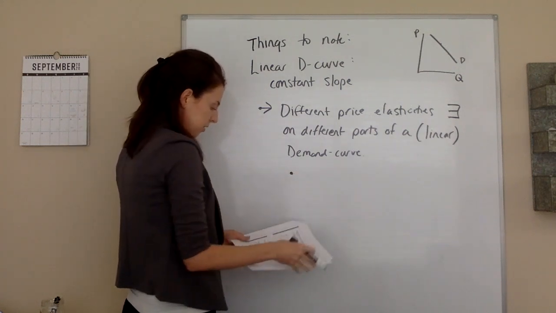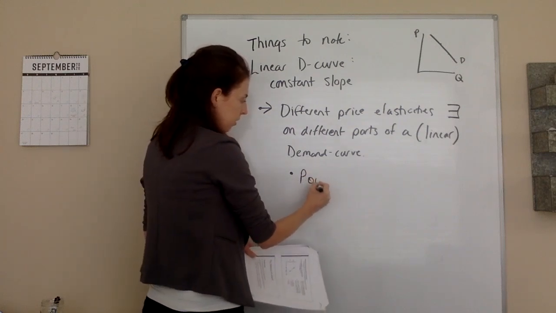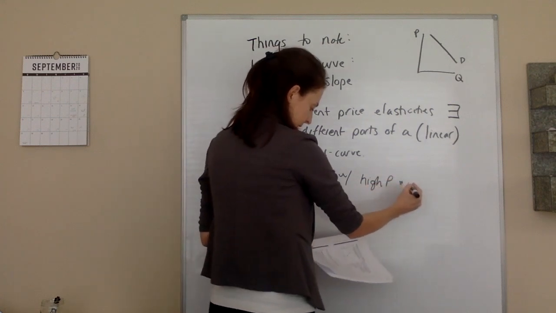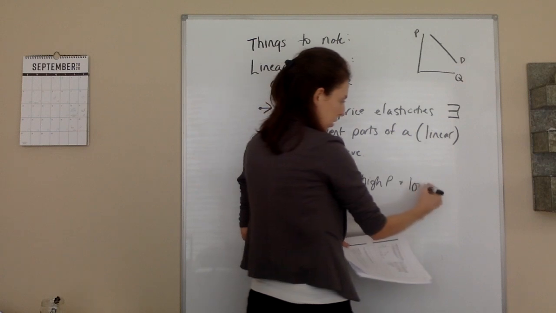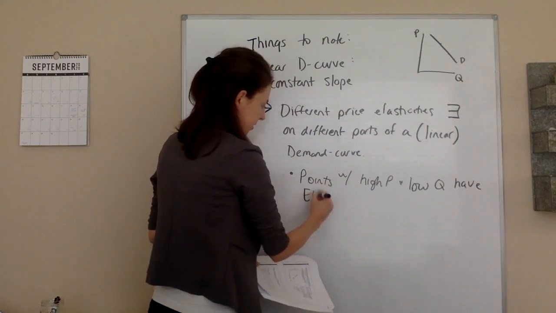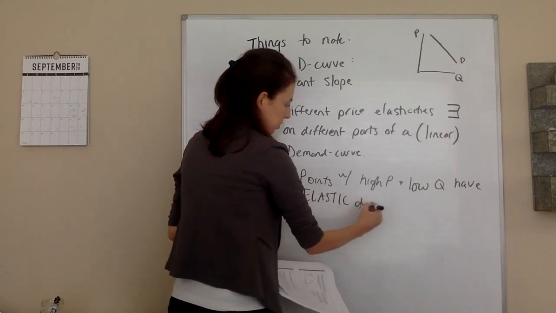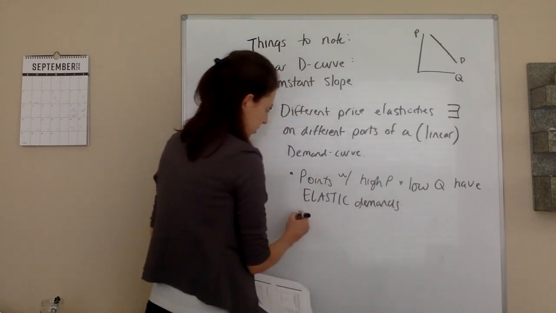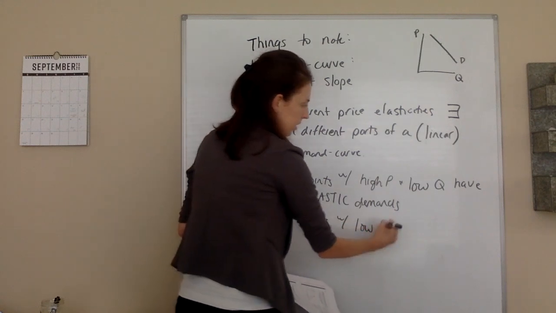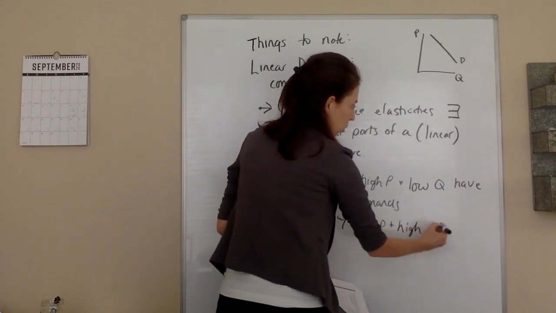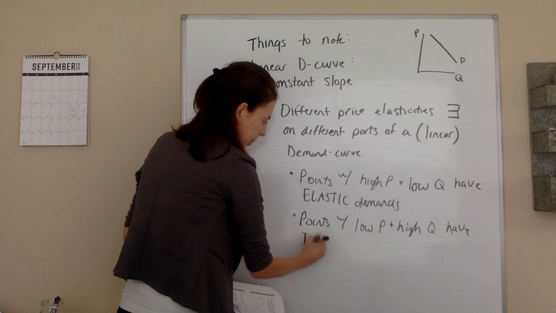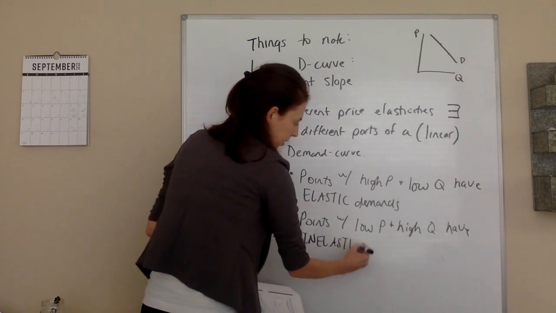Okay, so now bullet points. So points along the demand curve with a high price and low quantity have elastic demands, and then vice versa. So points along a demand curve with low price and high quantity have inelastic demands.